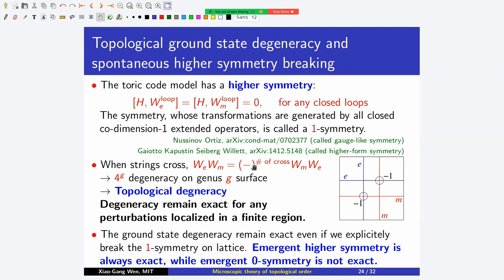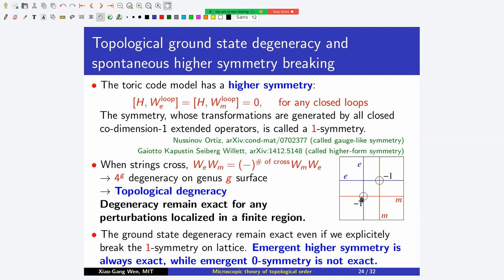But actually this is true only for contractible loops. For contractible loops, the number of crossings is always even. So this relation has no meaning for contractible loops. They are meaningful only for non-contractible loops. So therefore, when the space-time has non-trivial topology, we have non-contractible loops. And then like an E loop in the X direction and an M loop in the Y direction, they have only one intersection. Then they do not commute.